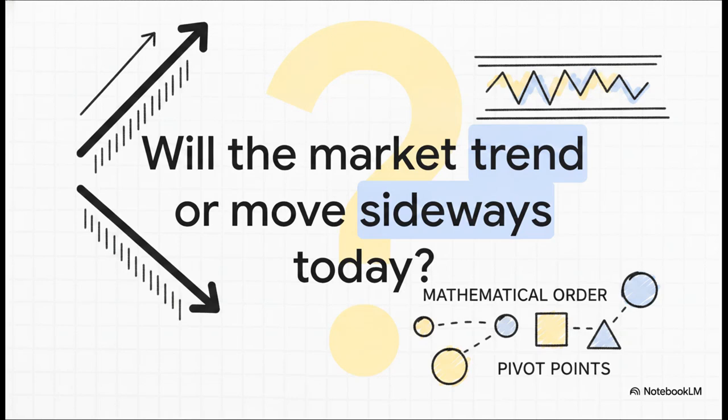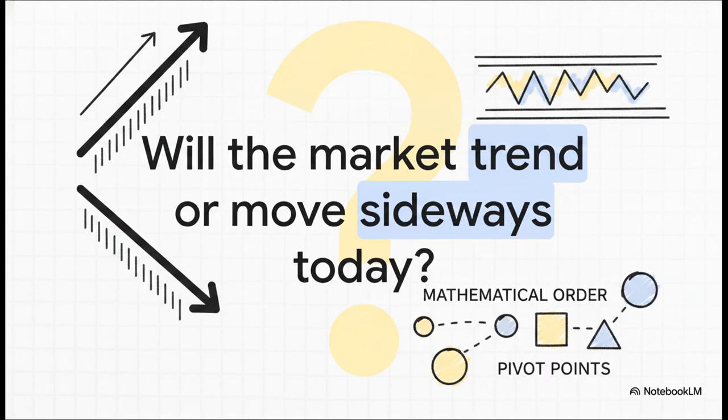Have you ever just stared at a pre-market chart, watching those ticks move up and down, and thought to yourself, how do I actually know if the market's going to trend today or if it's just going to chop around and go nowhere, right? It is literally the core pain point for every single intraday trader out there. The daily market, well, it can feel like pure, unpredictable chaos.